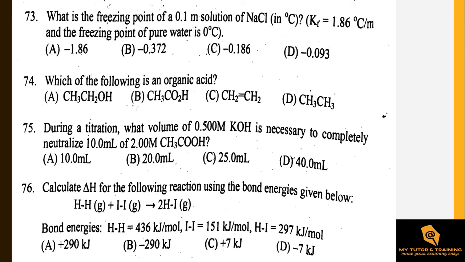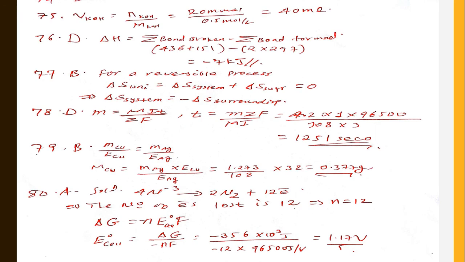76ኛ ጥያቄ calculate delta H for the reaction using the bond energies. bond energiዎቹ ተሰጥተውናል። ሃይድሮጅን ከሃይድሮጅን ጋር 436፣ አዮዲን ከአዮዲን ጋር 151፣ ሃይድሮጅን ከአዮዲን ጋር ደግሞ 297 ነው። ስለዚህ እነዚህን ቦንድ ኢነርጂዎች በመጠቀም delta H is equal to summation of bonds broken minus summation of bonds formed.